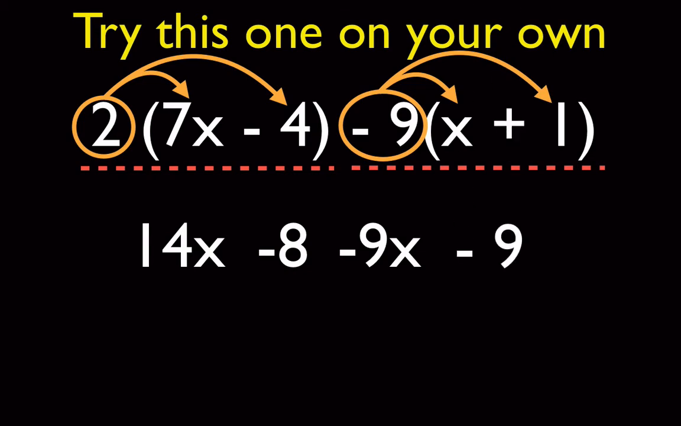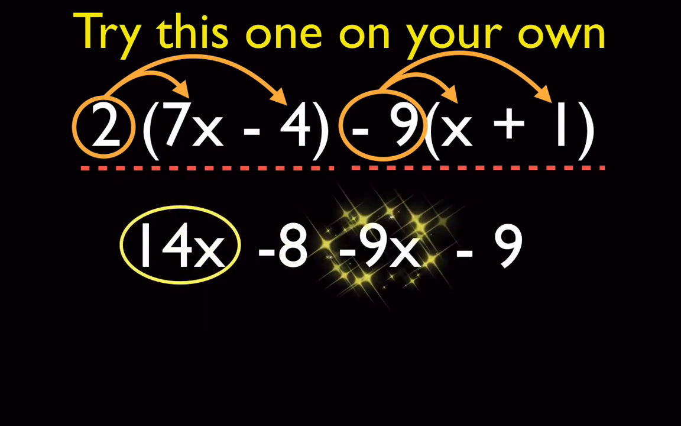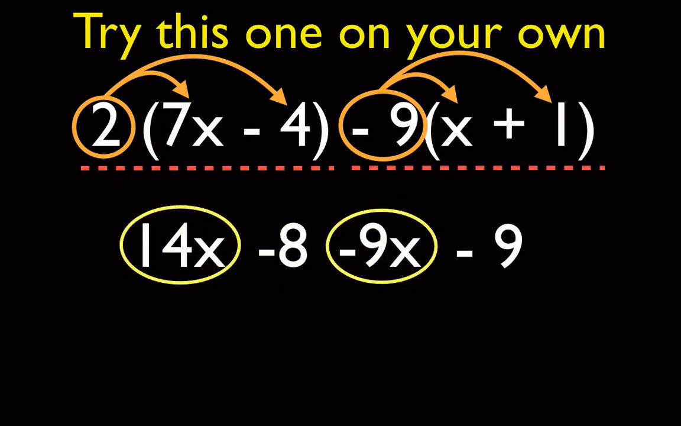Okay, now we're at the combining like terms stage. I've got 14x and negative 9x. 14 minus 9 is 5. And negative 8 and negative 9 make negative 17.